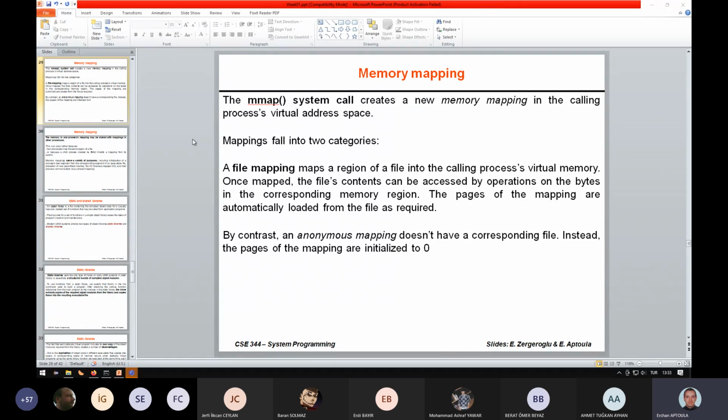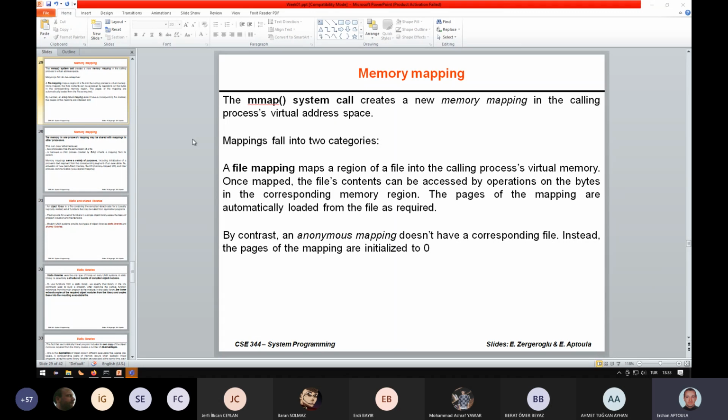So class, we left off at memory mapping. That's where we will continue from. Now we will be dedicating an entire week to the system calls related to the management of memory. And one of the most important system calls in that family of functions will be mmap, short for memory map.